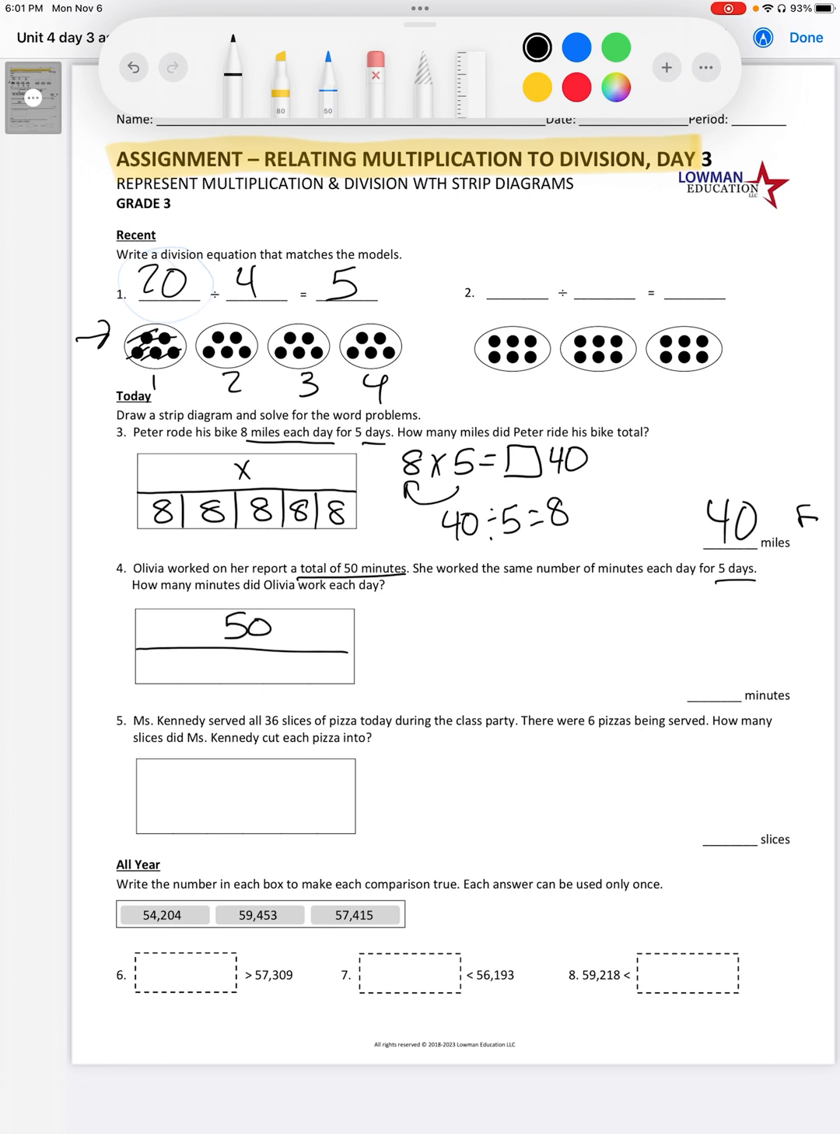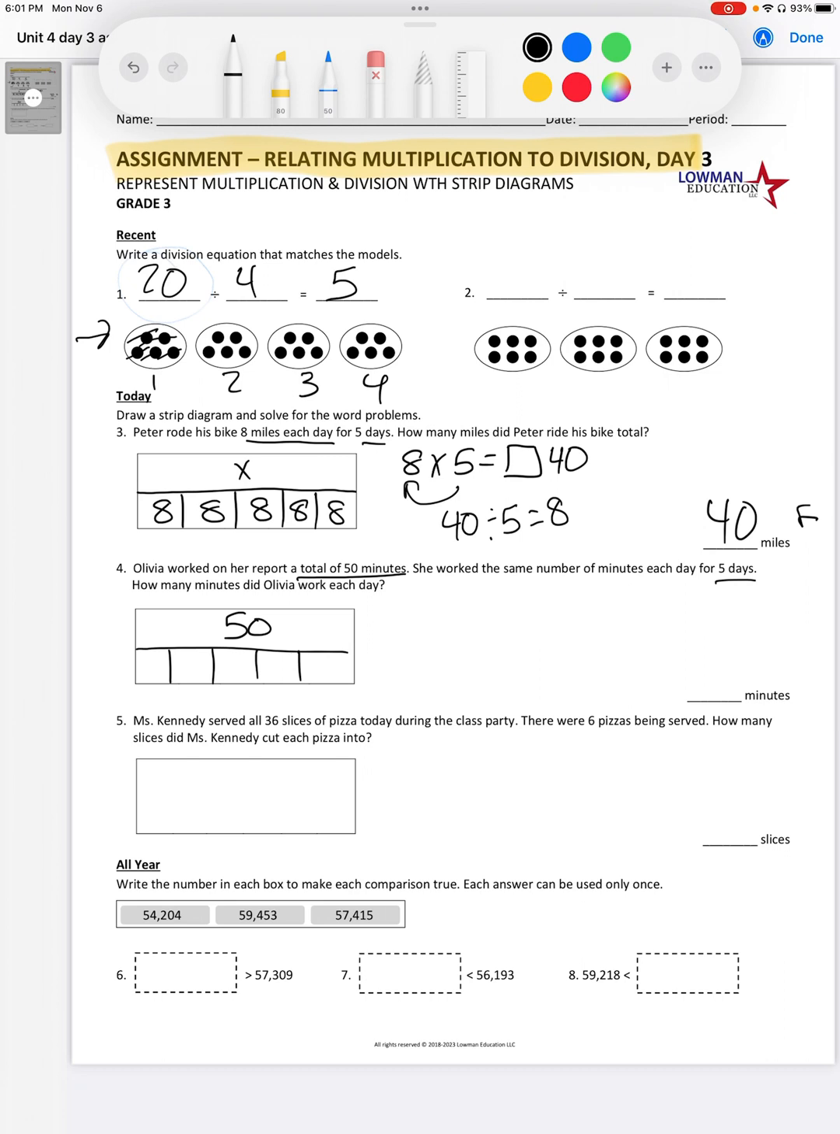It says she worked the same number of minutes each day. We don't know how many minutes that was, for 5 days. Well, I know that I need to divide the bottom into 5 sections, one for each day. And then I would need to divide these 50 minutes out into the 5 sections evenly.